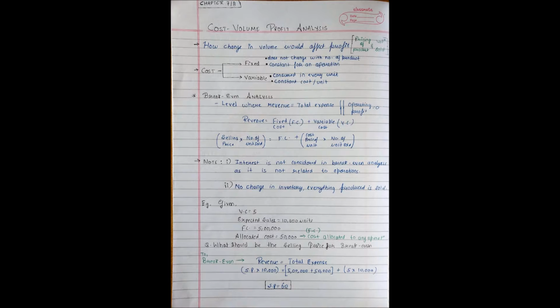So total revenue is equal to total expense. Revenue, which is selling price into number of units, is equal to fixed cost, that is 5 lakhs plus 50,000, plus the variable cost. That is 5 into the number of units of expected sales. By solving this, we get the selling price.